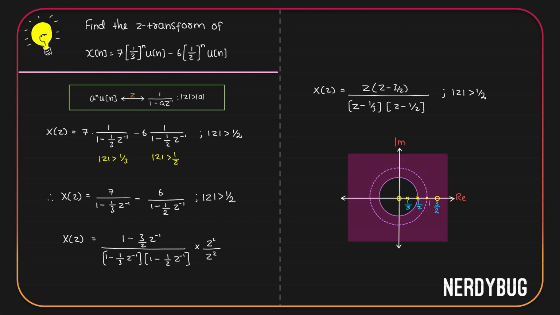We have zeros at 0 and 3/2. We have poles at 1/3 and 1/2. And the ROC is every point on the z plane where the magnitude of z is greater than 1/2. So it will look like this. It includes the unit circle, so we can say the Fourier transform of this function is going to converge.